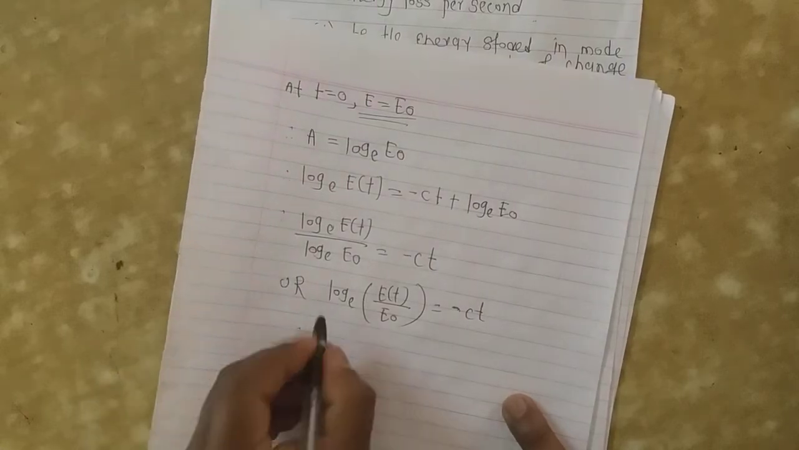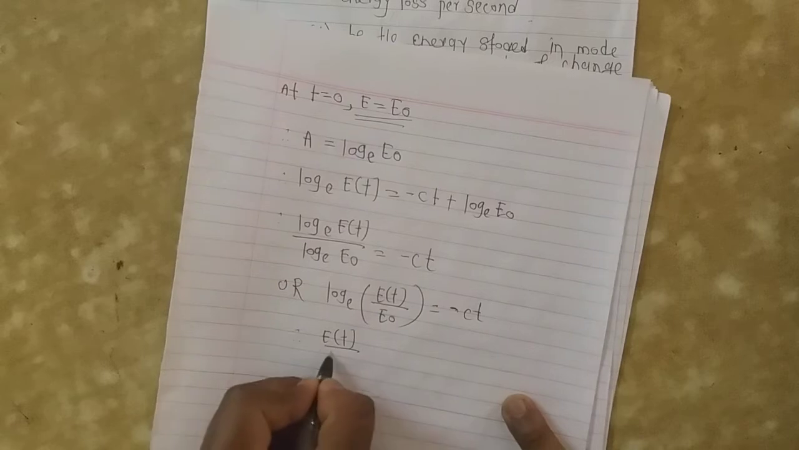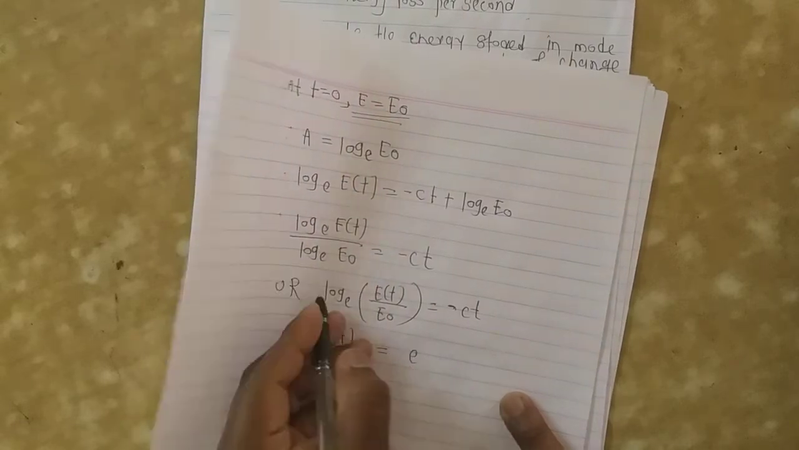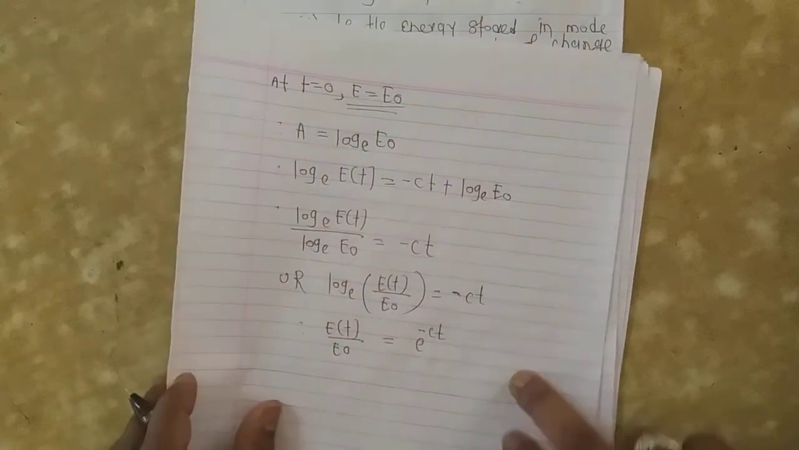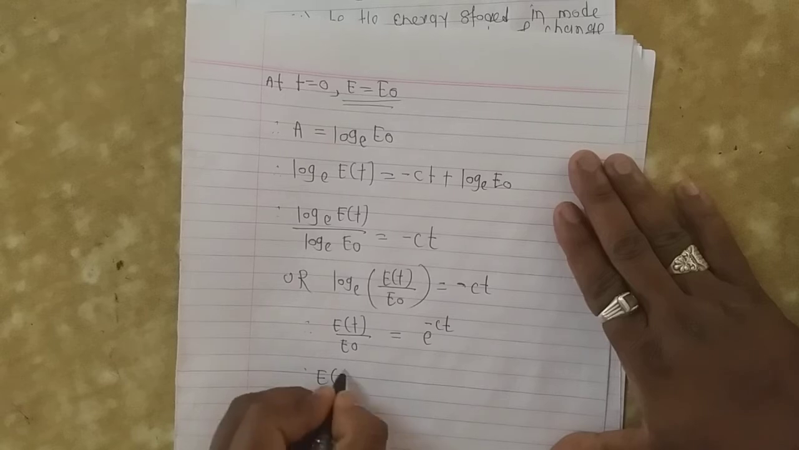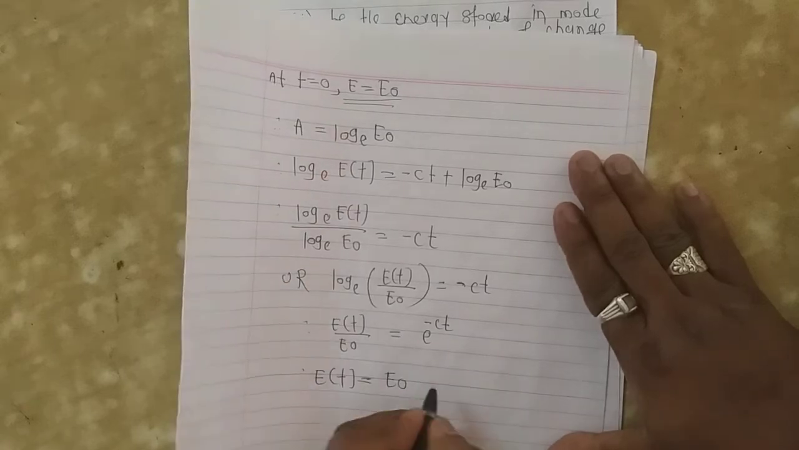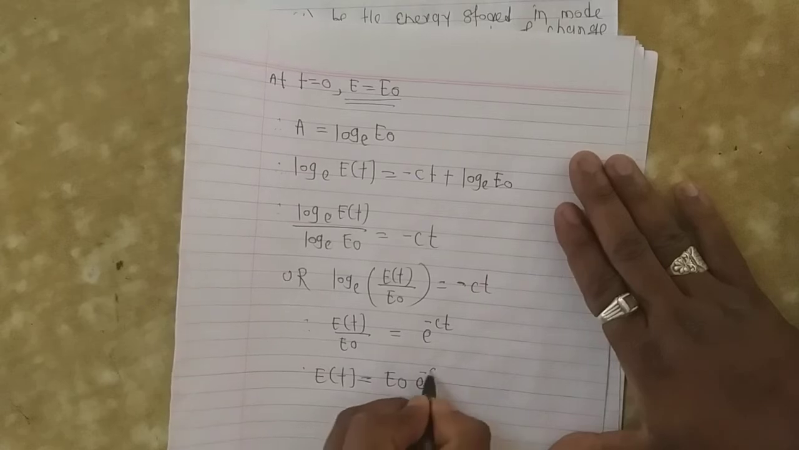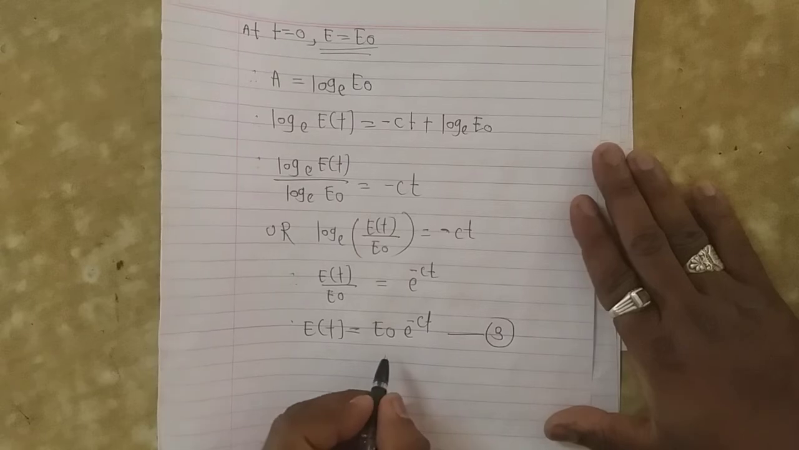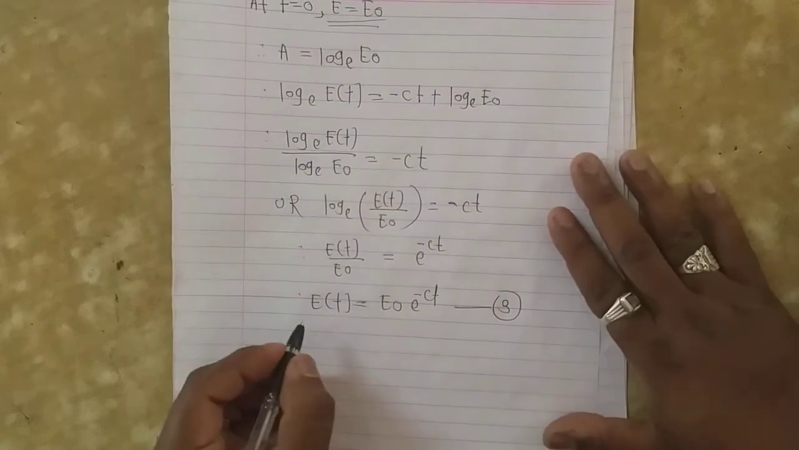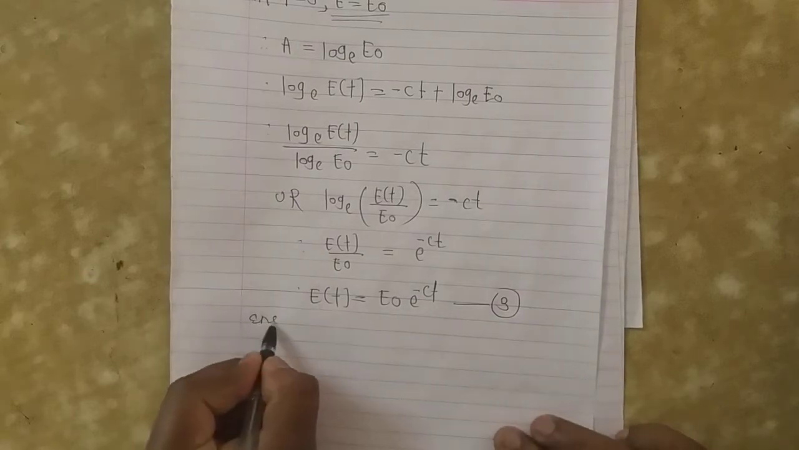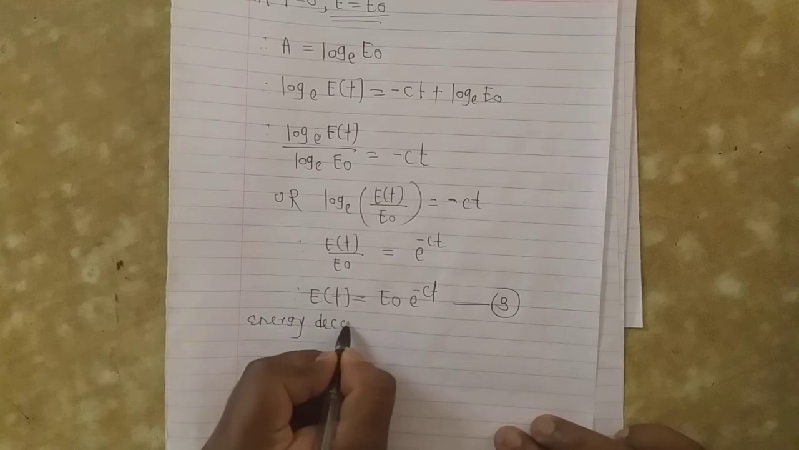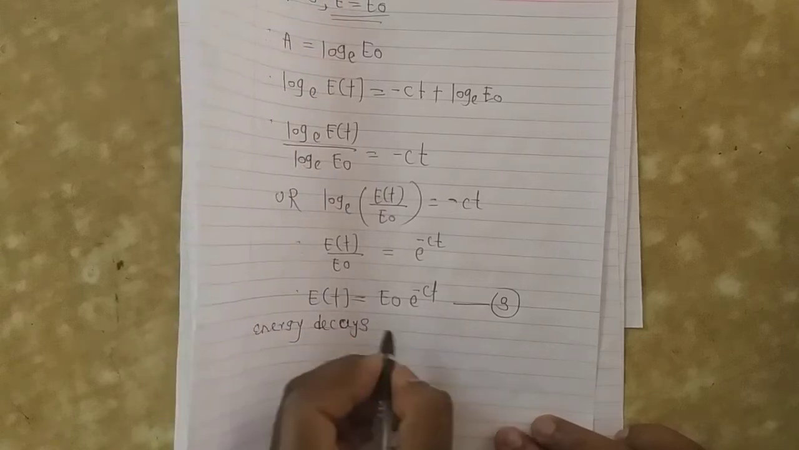Taking the exponential, E of t divided by E naught is equal to e raised to minus ct, and therefore E of t is equal to E naught multiplied by e raised to minus ct. Equation number 3: E of t is equal to E naught e raised to minus ct. Obviously the energy decays exponentially.